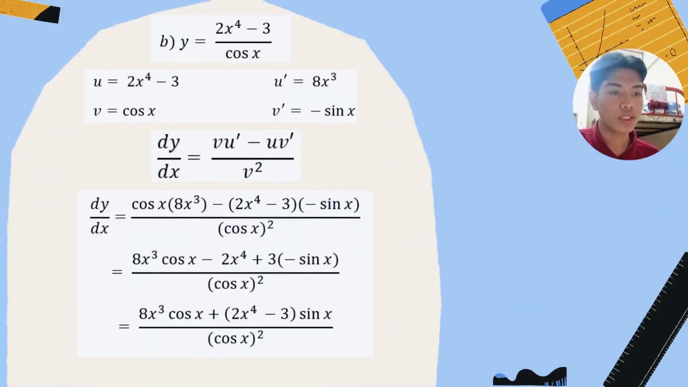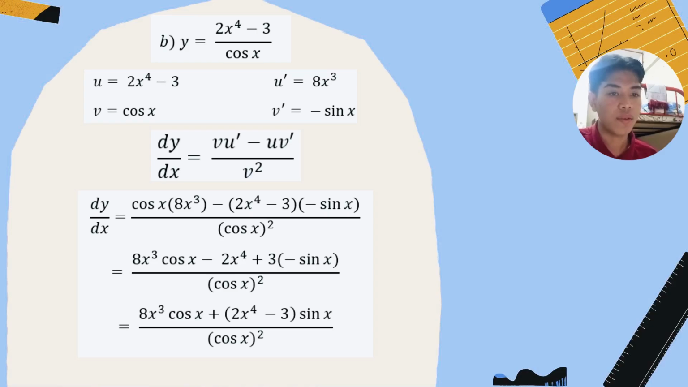This time, we are asked to find the derivative dy over dx for a fractional function of y equal to (2x to the power of 4 minus 3) divided by cos x. Because we have an algebraic function divided by a trigonometric function, our strategy here is to use the quotient rule.